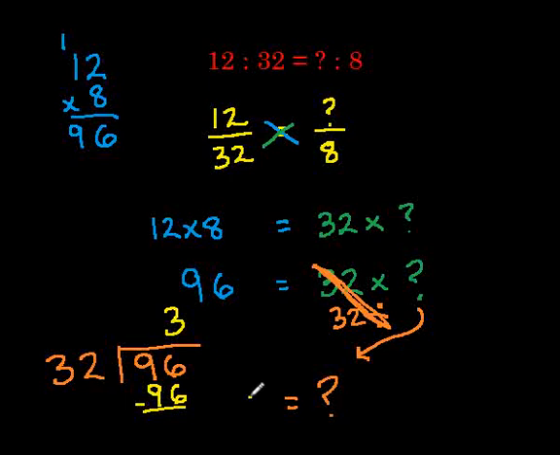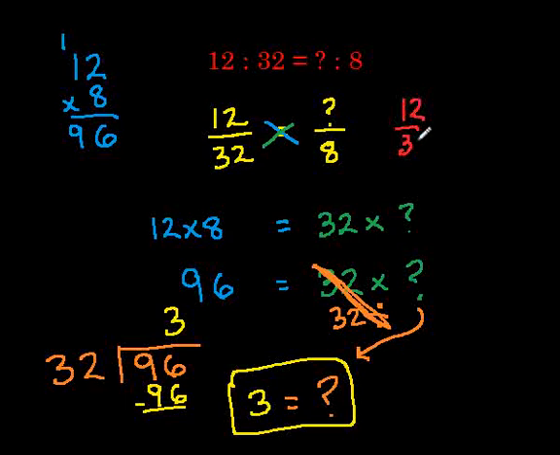That works out. So my answer is 3. Now I could go back and check my work here. If I rewrite it, we're saying that 12 over 32 equals, I got an answer of 3 here, 3 over 8. I highlighted the 3 because that was our answer.